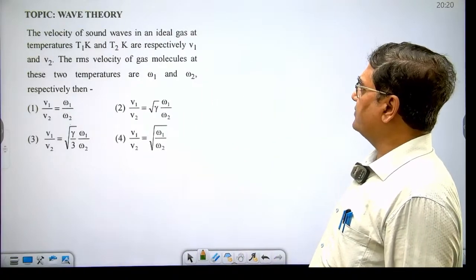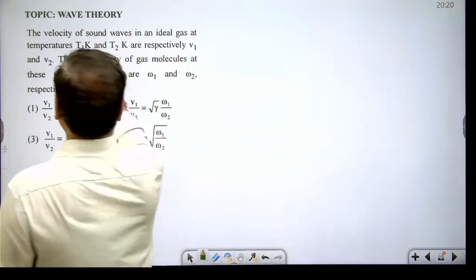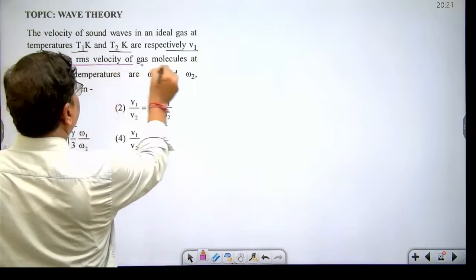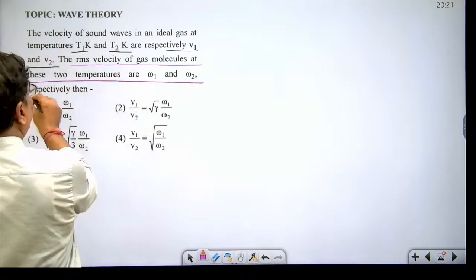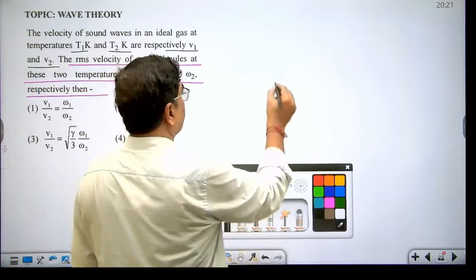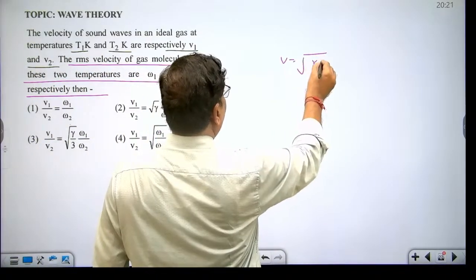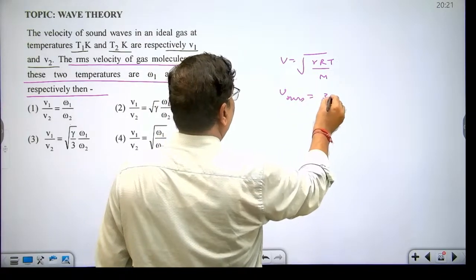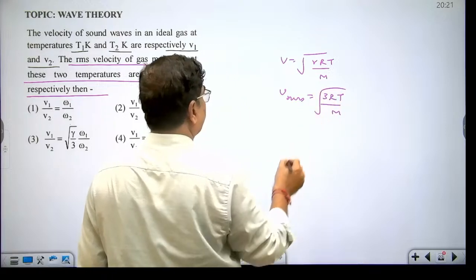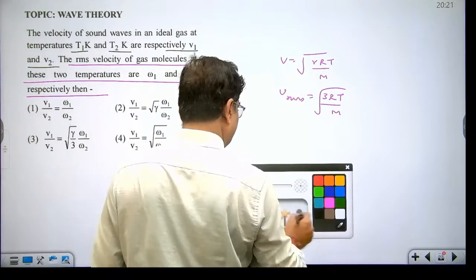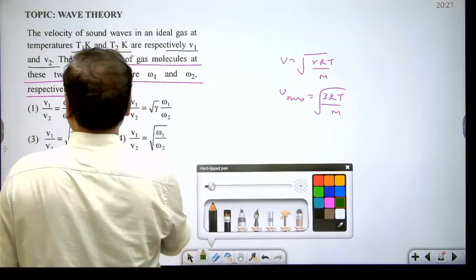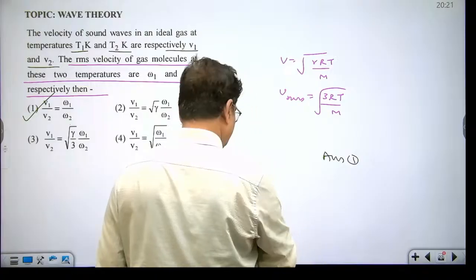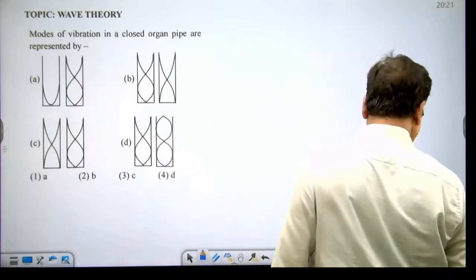The velocity of sound waves in an ideal gas at temperatures T1 Kelvin and T2 Kelvin are respectively V1 and V2. The RMS velocity of gas molecules at these two temperatures are omega 1 and omega 2 respectively. Dear student, V equal to what? Under root gamma RT upon M. And V RMS is what? Under root 3RT upon M. When you take the ratio, 3 will get cancelled. When you take the ratio, gamma will get cancelled. So directly V1 upon V2 equal to omega 1 upon omega 2. Out of 4 choices, the correct answer is option 1.